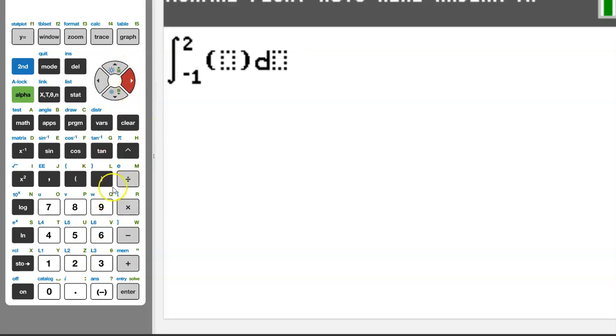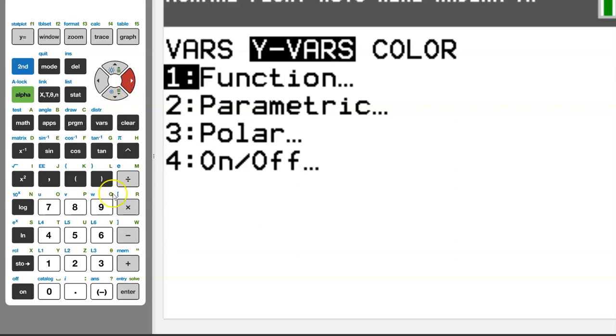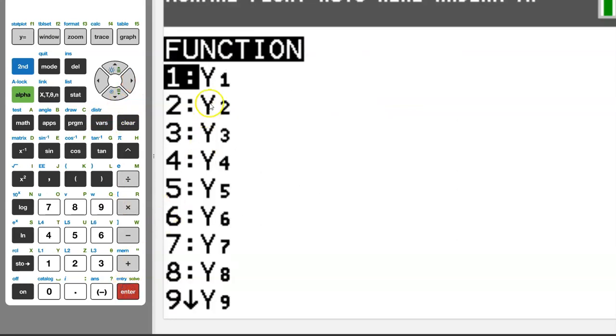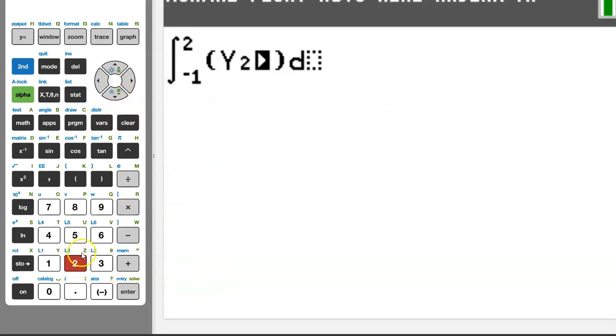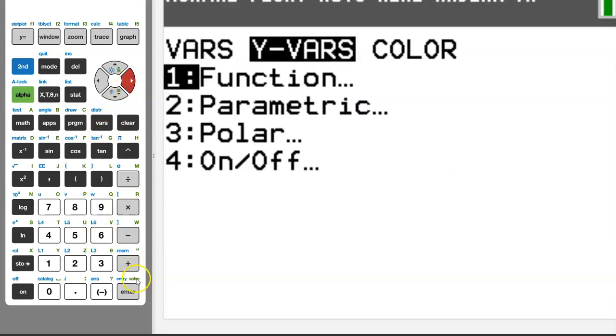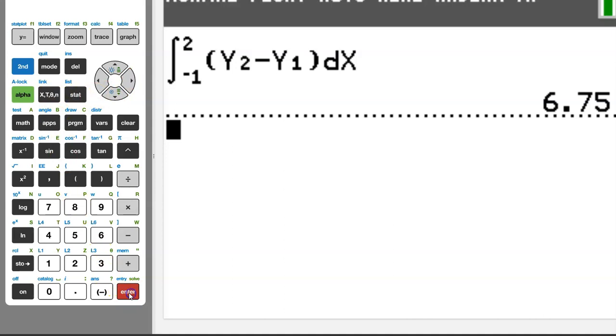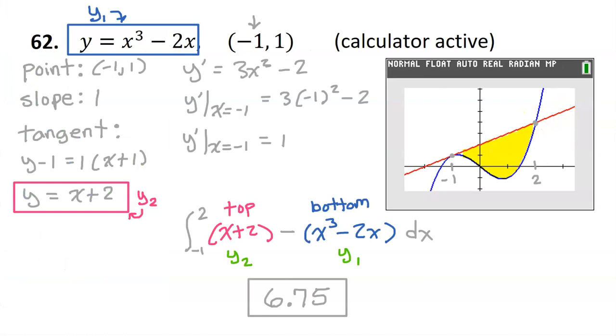And for y2 minus y1, hit vars, switch over to the yvars menu, hit enter for function, and choose y2. And then minus, and then back to the vars, yvars, enter, and then y1. And just put x. So the area is 6.75. So that's it for number 62.